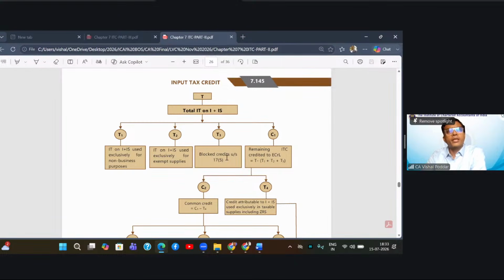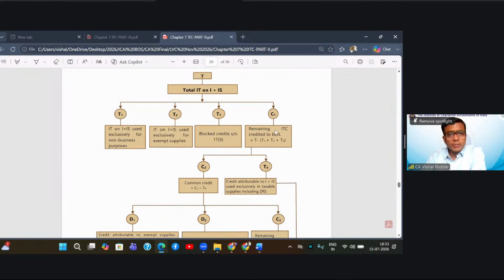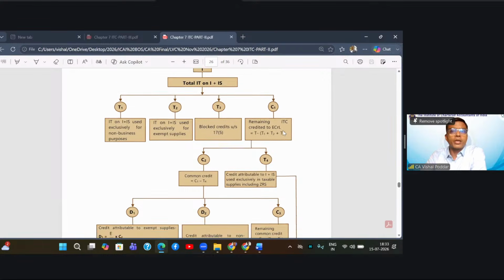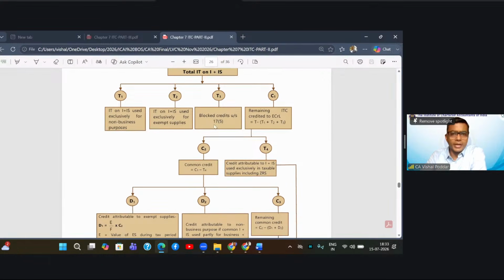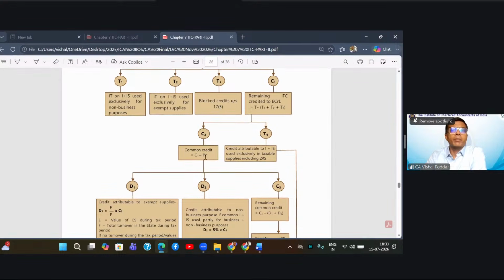T3 again is those items on your P&L debit side which we are going to study later as blocked ITC, that is, of which the law does not provide ITC. Subtract. So anyway, this T1, T2, T3 has to be subtracted. Why? Because ITC is anyway not available to you because they are exclusively for non-business, for exempt, or they are blocked. Now, after subtracting these three, the balance is called C1, but this is still not the common ITC. From C1, subtract T4 to get C2. Now, this C2 is your common ITC.